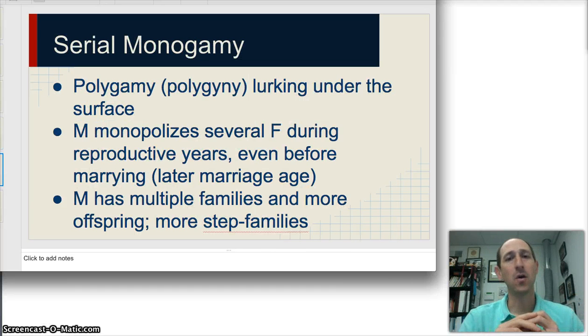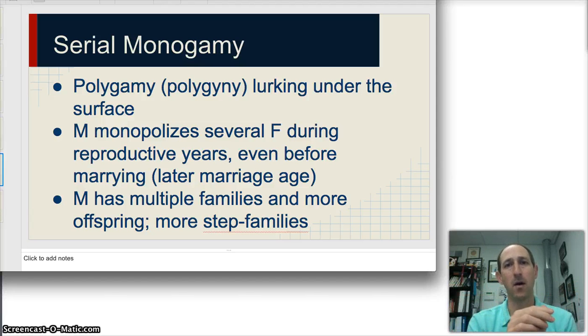All right, so what we often find, which Wright talks about further in the chapter, is that in our culture, because you're not allowed by law to marry more than one person at a time, we have serial monogamy. I use the word polygyny because polygyny refers to one male, many females. Technically polygamy could be one female, many males, but we just don't see that as often. So in reality, it's polygyny, and it lurks under the surface.